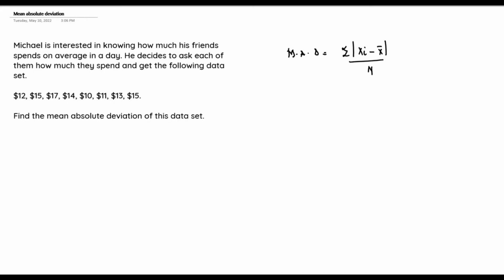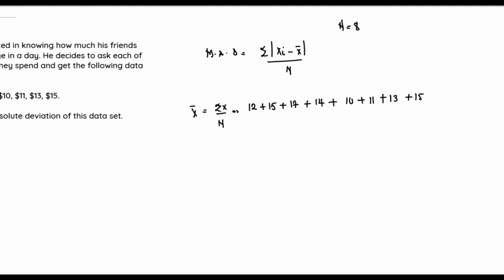The value of the mean, which is our x bar, is equal to summation x divided by n, and that is basically the sum of all the variables we have divided by the size of our data set. Counting our data set, we can see that we have 8 of them, so that means our n is equal to 8. So let's sum: 12 plus 15 plus 17 plus 14 plus 10 plus 11 plus 13 plus 15, all divided by 8.